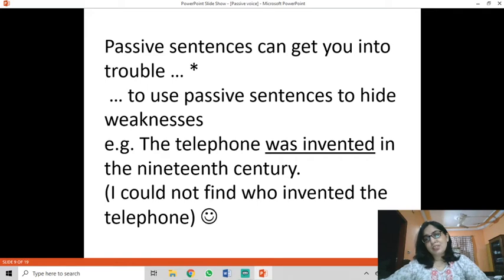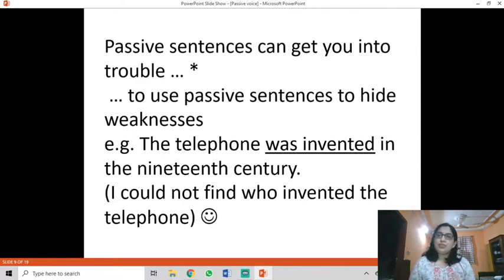So he would write, the telephone was invented in the 19th century. Now over here, he is not recognizing the doer of the action. Who invented the telephone? Did I invent? Did you invent? So the writer is not identifying the doer, the subject. The doer of the sentence is not known.